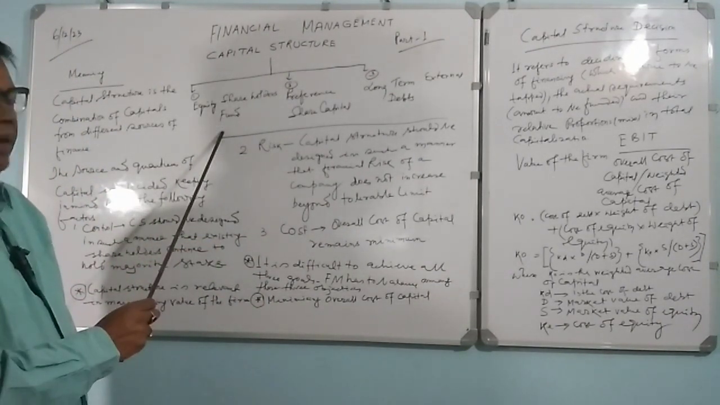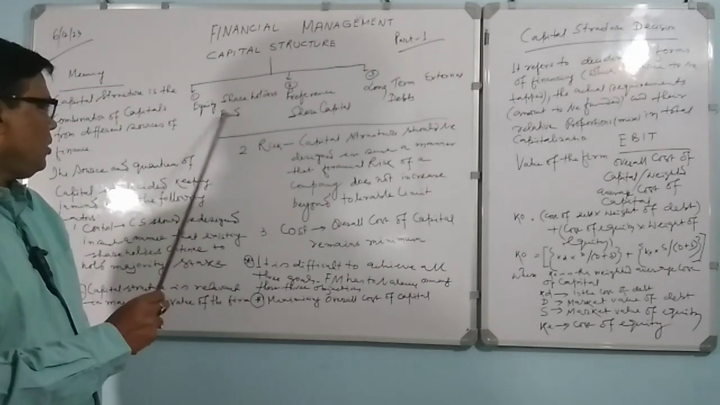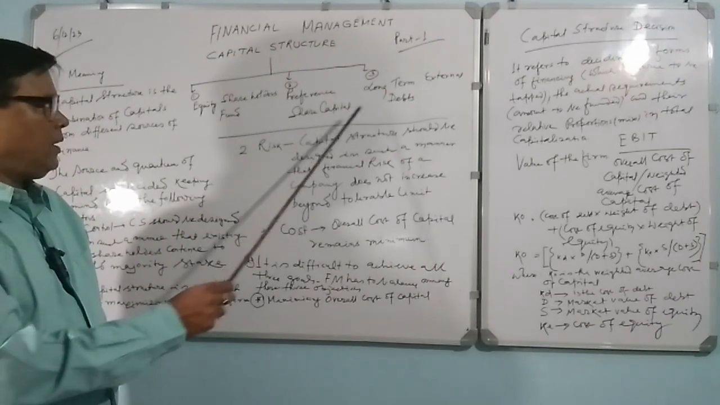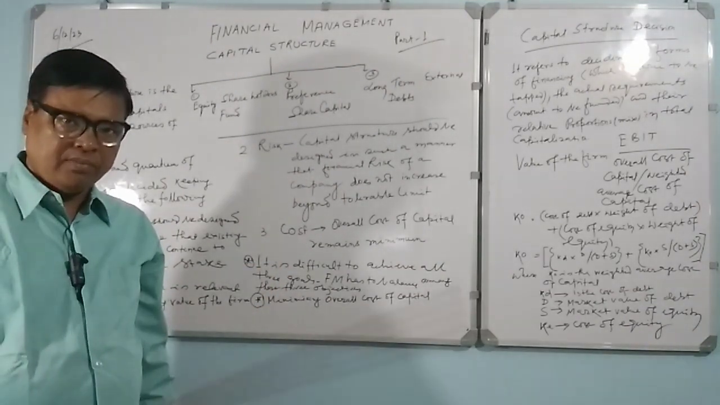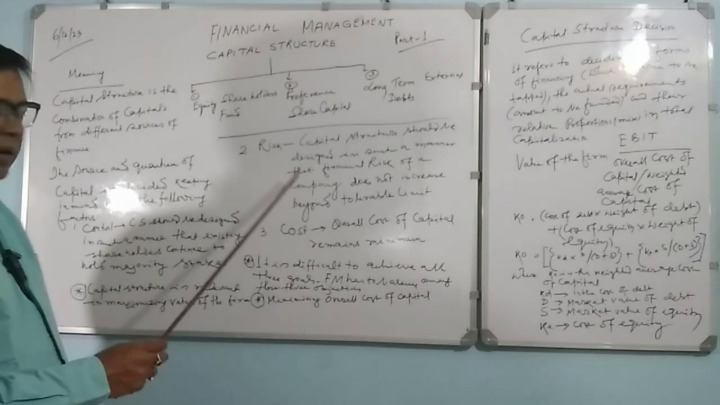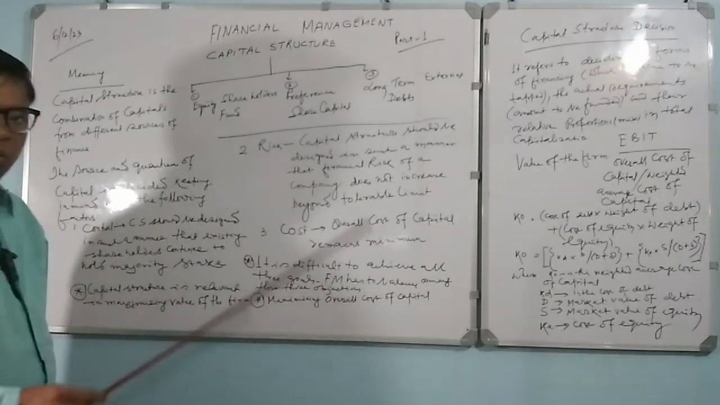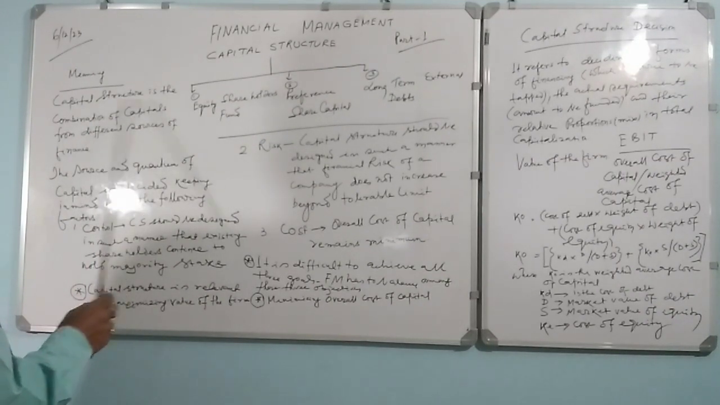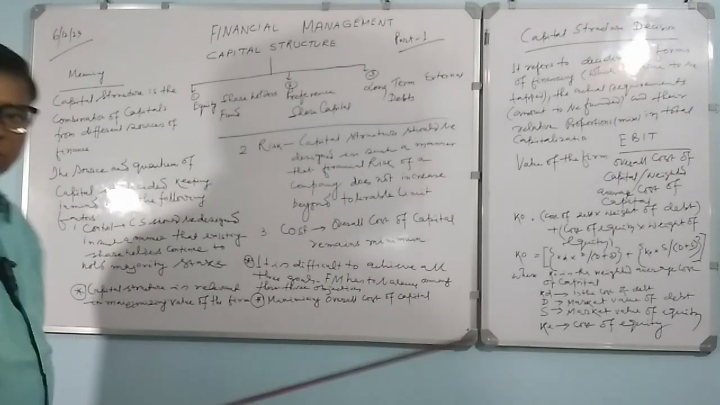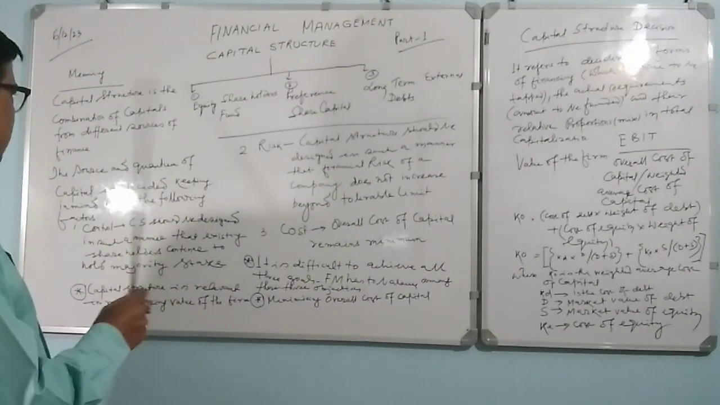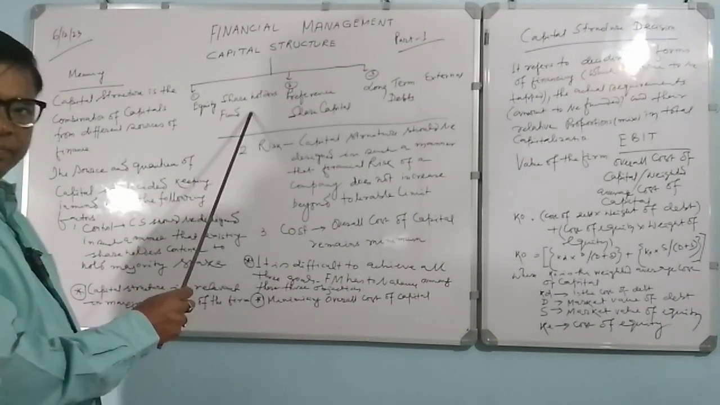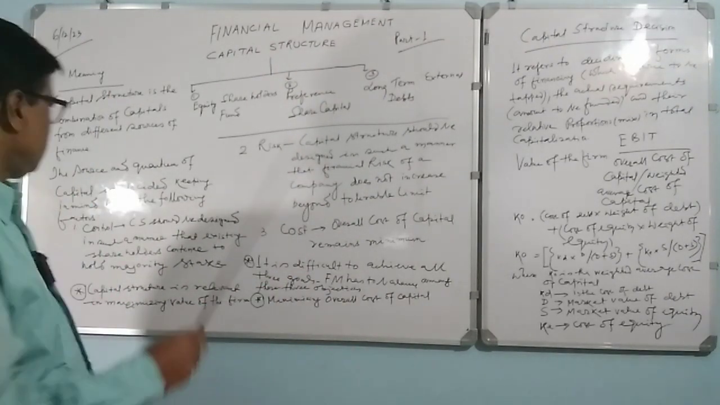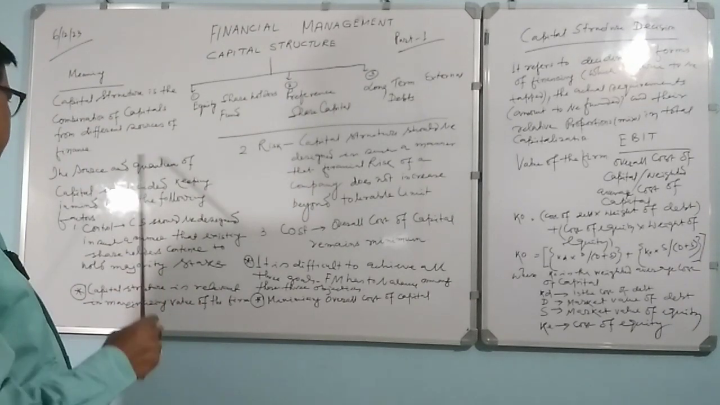If you see, the main parts of capital structure will be equity shareholders' fund, then preference share capital, and long term external debts, outside debts, long term. Then we will explain the meaning of capital structure. Capital structure is the combination of capital from different sources of finance. As you have been told, capital has different sources: the equity shareholders, preference share capital, and long term external debts. So these are the different sources of capital.